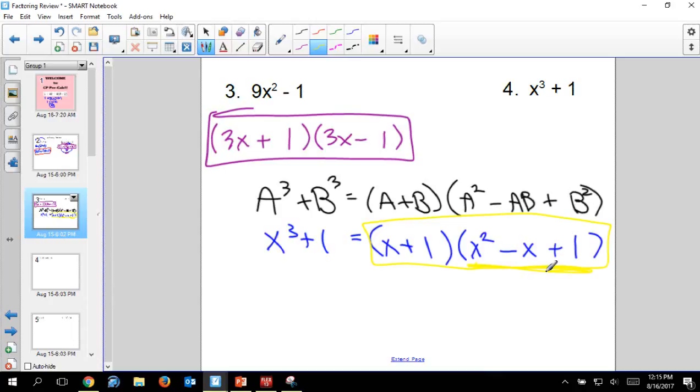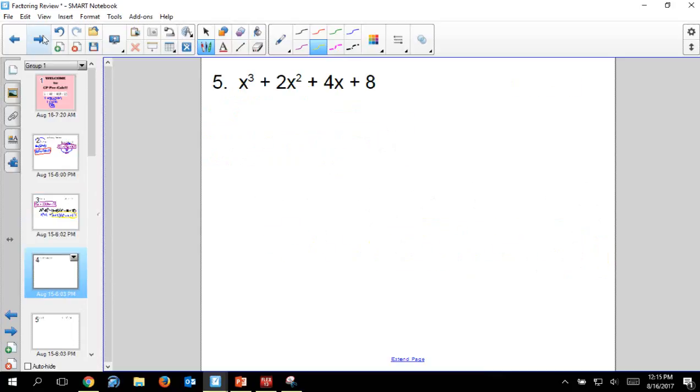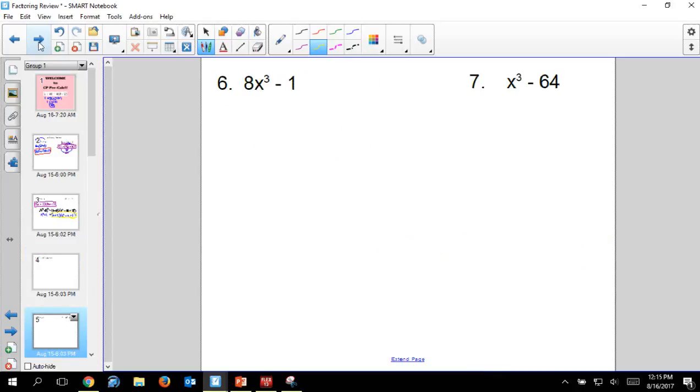Okay, I'm going to skip ahead to number 6 so we can try another one like that one. So look at number 6. We'll come back to 5, maybe. Look at number 6. So is there a GCF? First step always, is there a GCF? There is not. It's a binomial. Are they perfect cubes? Number 6.